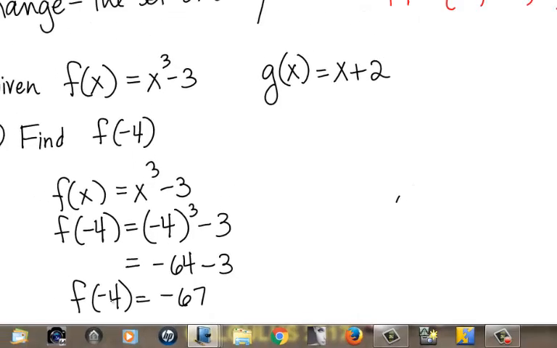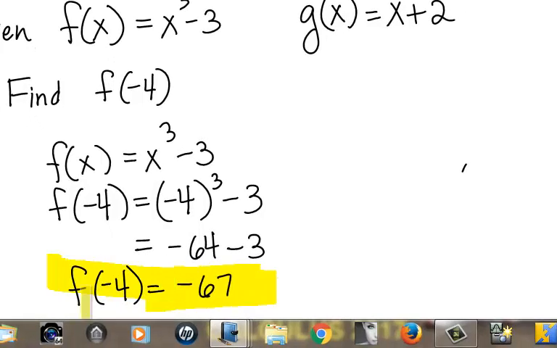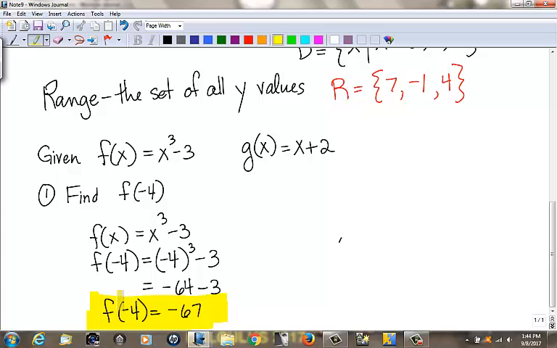Okay. Now, when you work a problem like that, you've got to understand that that is just another way to write an ordered pair. The answer would be -67, but when you look at this, this is an ordered pair. It's f of x. So the x is -4, the y is negative 67. Okay, so that's another way to write an ordered pair.